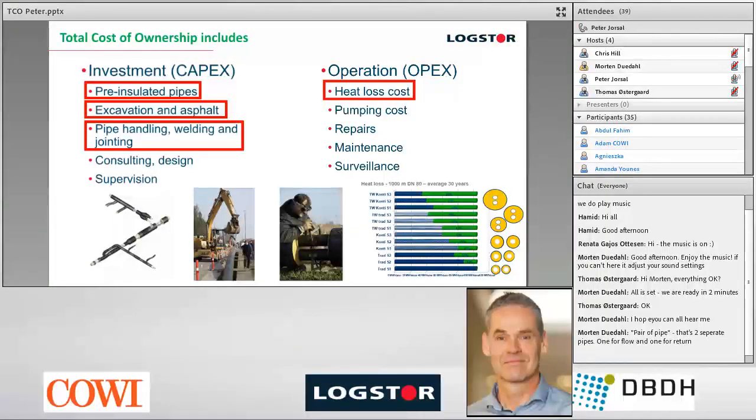And first, shortly about what is included when I do the calculation of total cost of ownership. On the CapEx side, the investment side, it's the investment in the pre-insulated pipes, investment in excavation and asphalt work, and investment in handling of pipes, welding and jointing. I have not included the investment in consulting and the work that Thomas is doing for the design and the supervision.